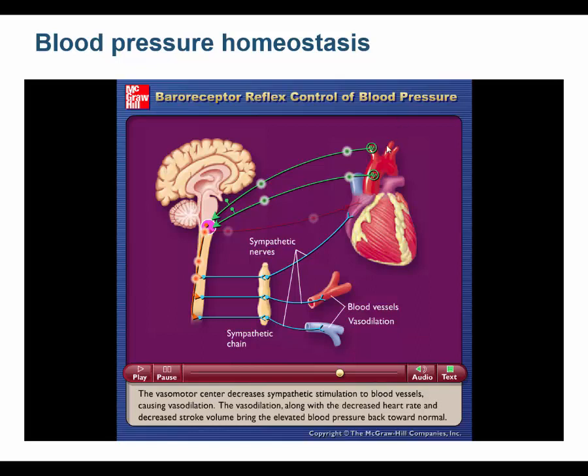Now, if the pressure was too low, then my baroreceptors send a signal to my brain stem, my medulla oblongata, my central nervous system, and it says my blood pressure is too low. In this case, I would send a signal up this red nerve, and I'd say beat faster. I would send signals down through here, and I'd say constrict, vasoconstrict. So you can see I could raise my blood pressure. All right, that's homeostasis.